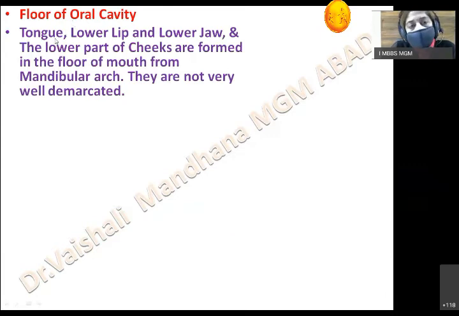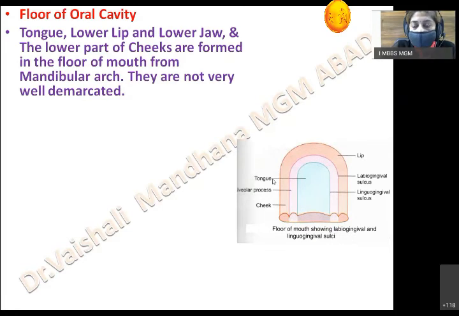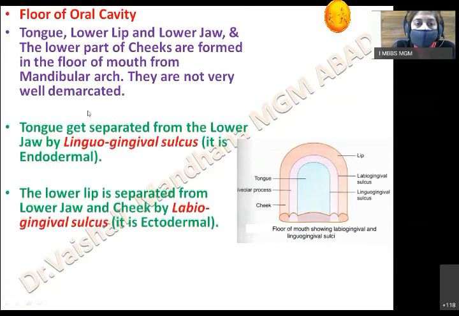In the floor, what are the structures? Tongue is there, lower lip is there, lower jaw is there, and the lower part of the cheeks are there. All these structures are formed in the floor of the mouth. They are not very well demarcated initially. Again, the tongue is formed. The tongue should be separated from the lower jaw, and the lower lip also should be separated from the lower jaw or the alveolar process. The tongue gets separated from the lower jaw by the linguogingival sulcus. Lingua is tongue, gingival is the gums.